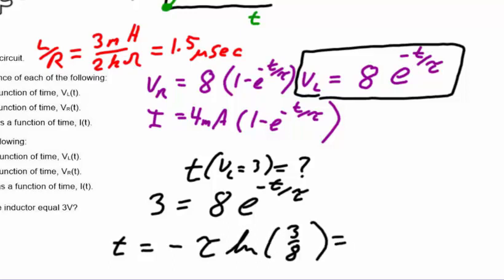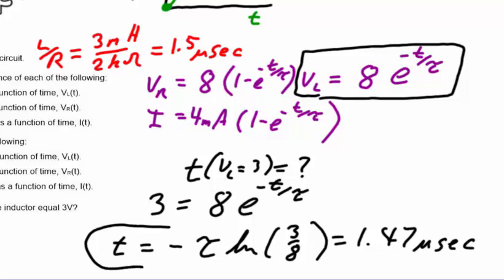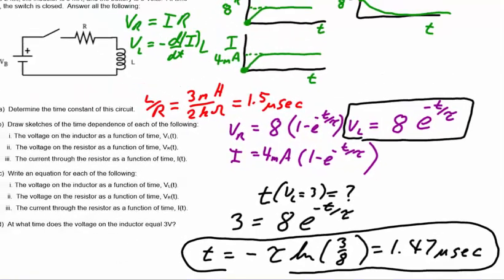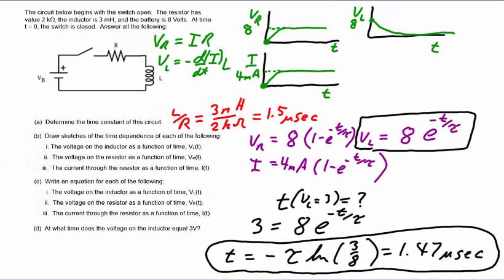Note, please, that 3/8 is about 37%, and that is very close to the condition of one time constant. Therefore, it's no surprise when we plug in the numbers that this time will be equal to 1.47 microseconds, which is extremely close to being the time tau. And that ends our analysis of closing the switch in an LR circuit.